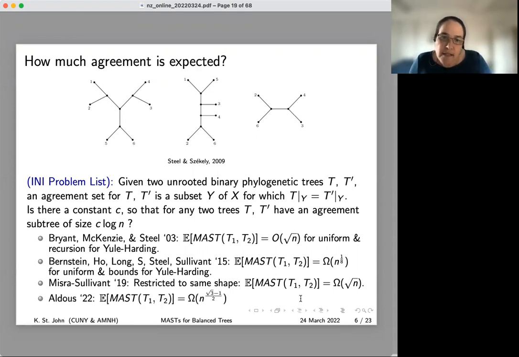And more recently, as of a week ago, there's a paper by David Aldous that raises the bound to (square root of 3 minus 1)/2, so about 1/3, with suggestions that this probably should be higher.